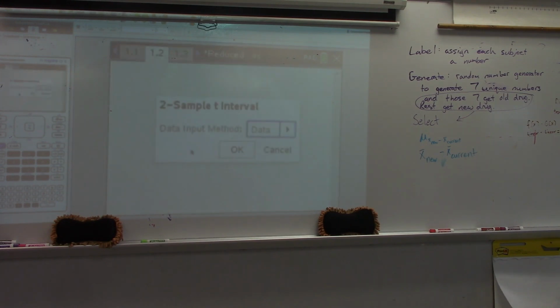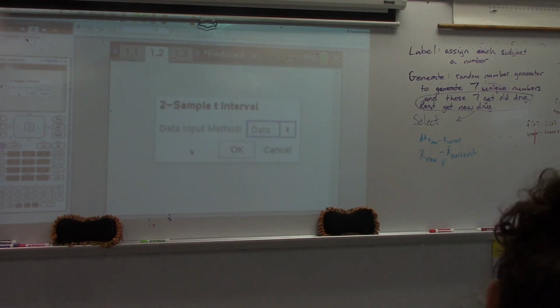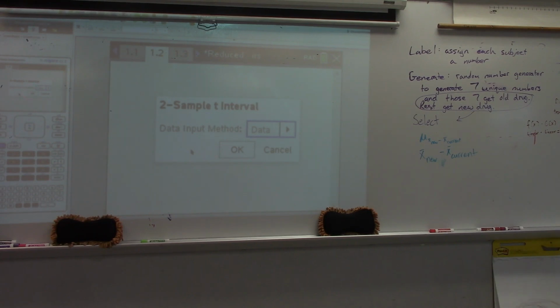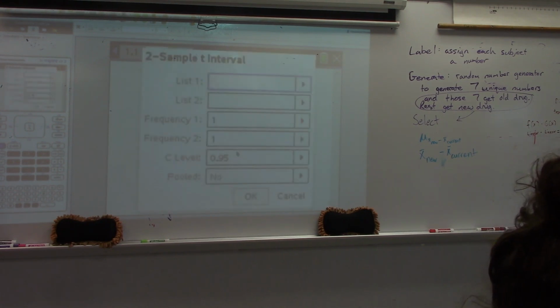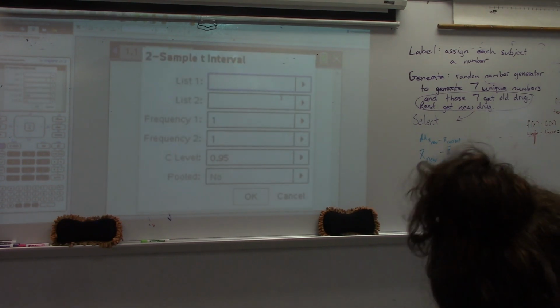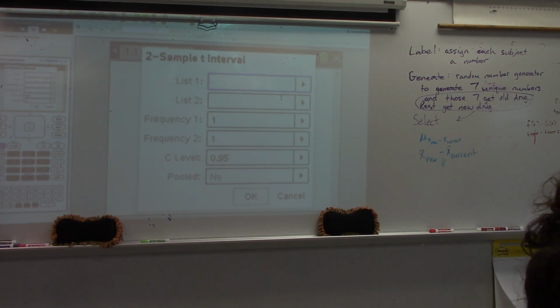Right, and so Ashton's right, we could get statistics, but right now, do we have statistics or do we have data? So we're gonna leave it on data and hit OK. What's the difference between stats? Well, you have the raw data, the statistics would be you have the sample mean, you have the sample standard deviation. All right, so what's our first list?